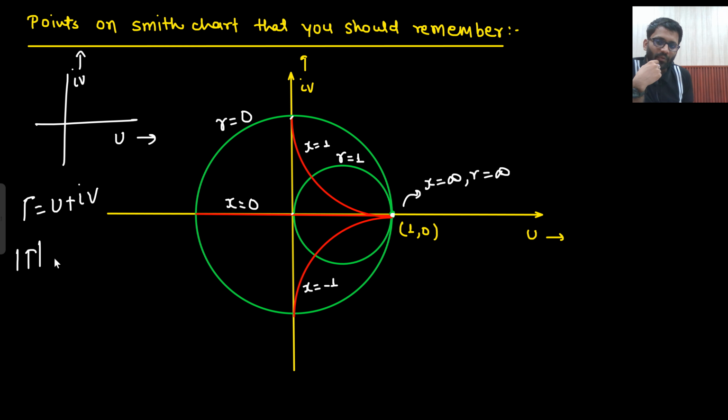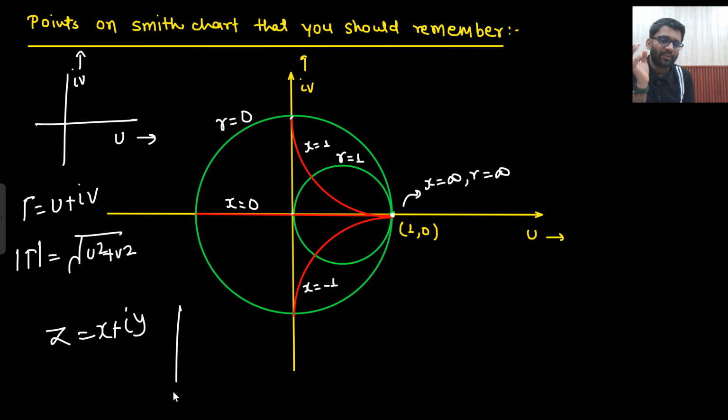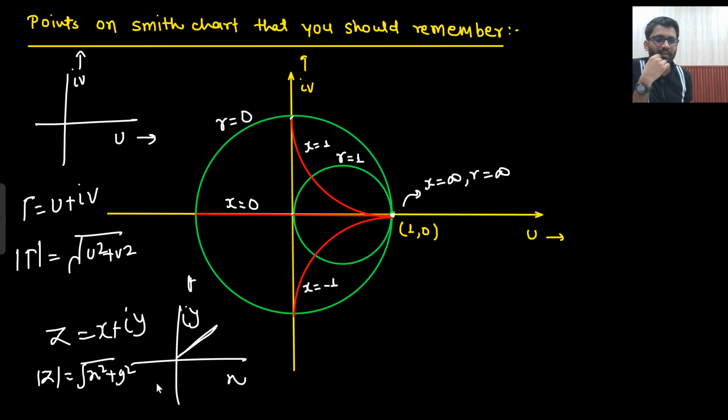If I say mode of gamma L, what will be the mode of gamma L? Under root v square plus u square. What could be the maximum value of mode of gamma L? 1. Right? If I say this is my z, z is equal to x plus iota y. So this is your x, this is your iota y, and here I make any line. The length of this line will be represented by mode of z, which is equal to under root x square plus y square. Right? Similarly, here I am making u and iota v.